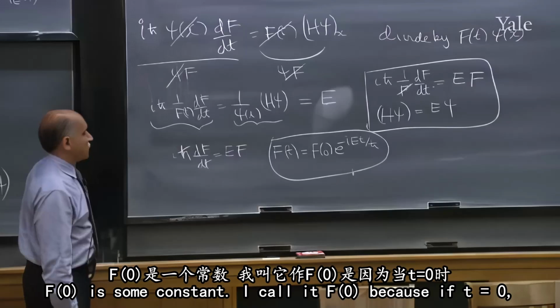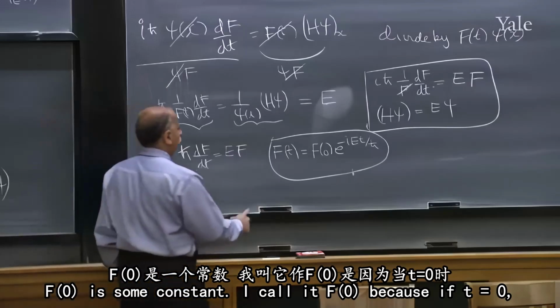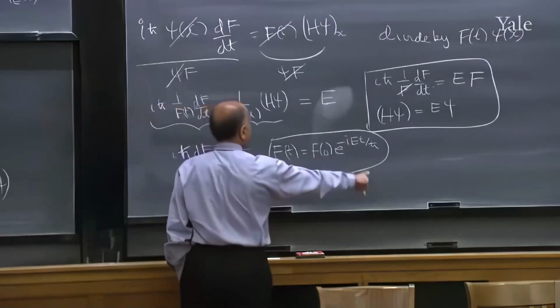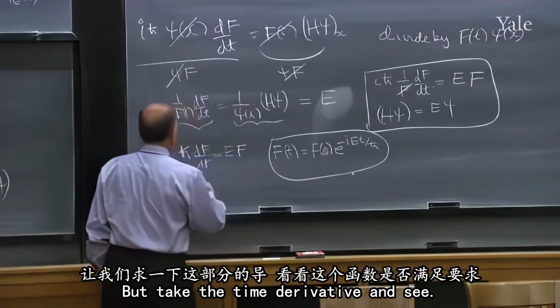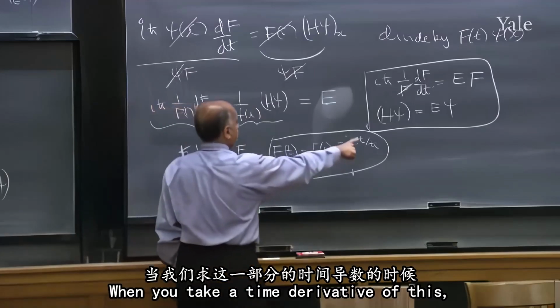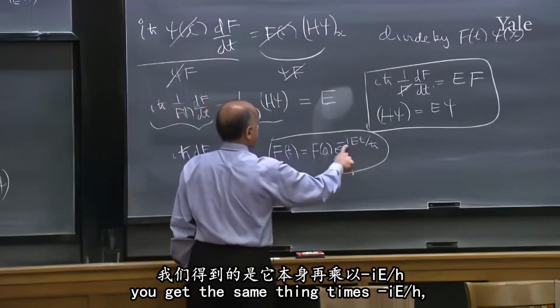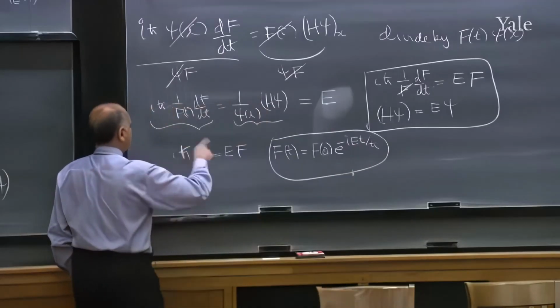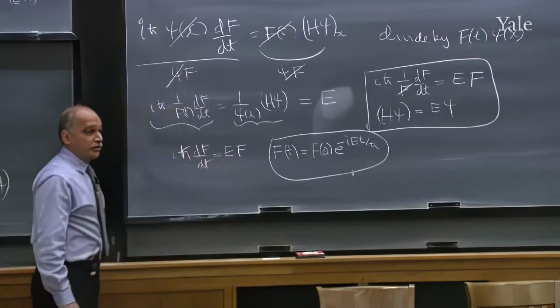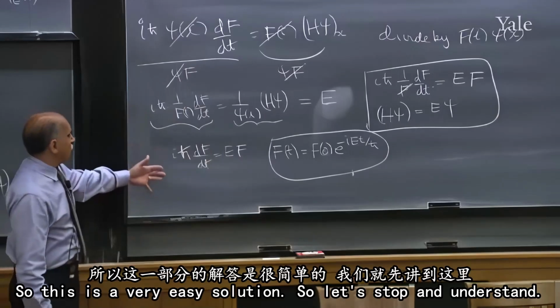f of 0 is some constant. I call it f of 0 because if t is equal to 0, this goes away and f of t is equal to f of 0. But take the time derivative and see. When you take a time derivative of this, you get the same thing times minus iE over ħ. And when you multiply by plus iħ, everything cancels except Ef. So this is a very easy solution.